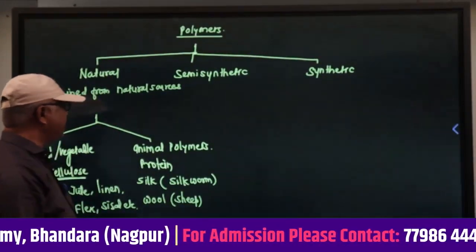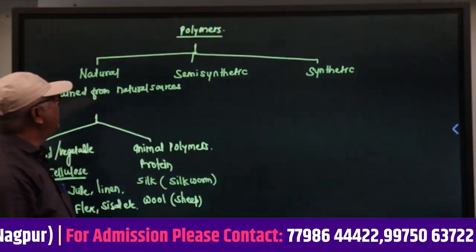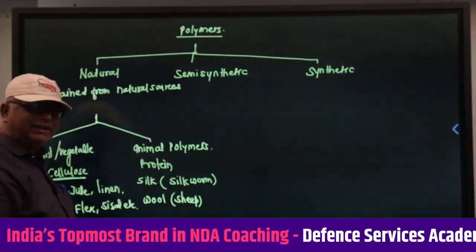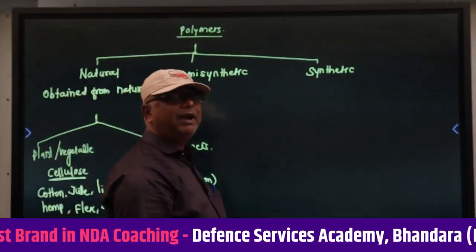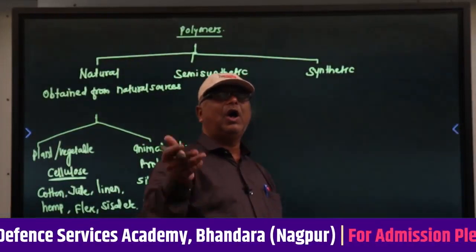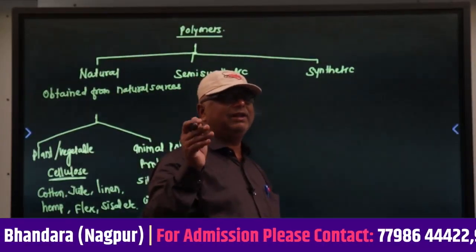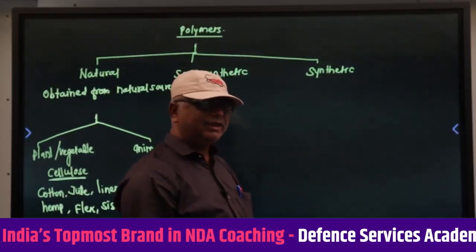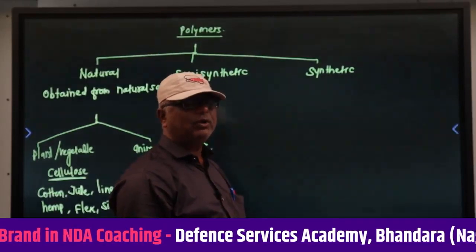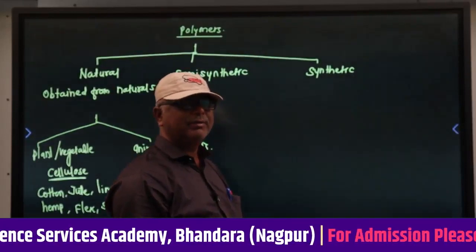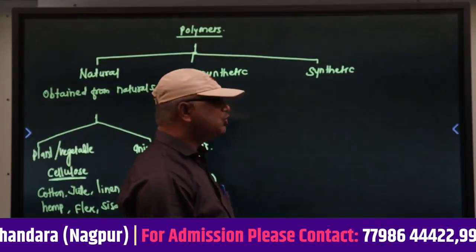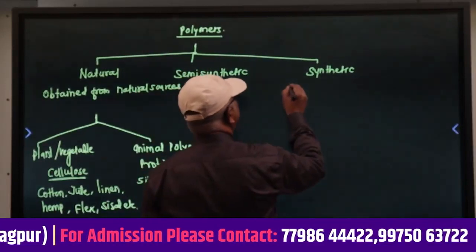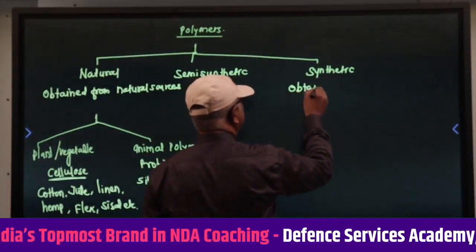This is the classification of natural polymers. Synthetic polymers are obtained synthetically, or manufactured in the laboratory by chemicals. These are truly man-made, total chemical fibers, chemical polymers, obtained from artificial sources.